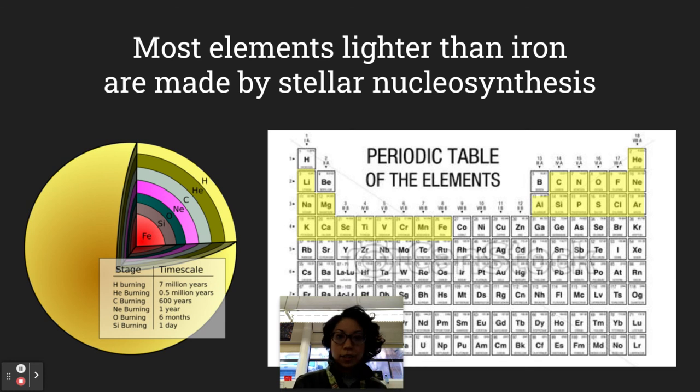All right, so these elements that are highlighted yellow, all of those are made inside of stars while they're alive, including stars like our sun. Our sun's doing this right now. It's not making things like iron yet, but well, actually, our sun won't make that. It's not big enough. But it will make elements up to carbon. Bigger stars can make iron.